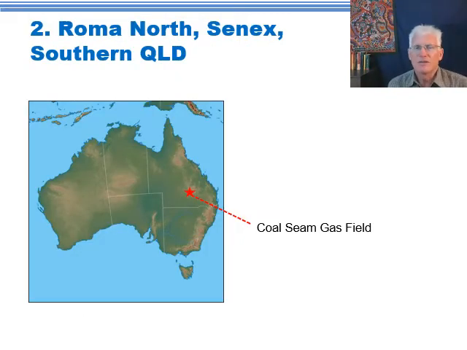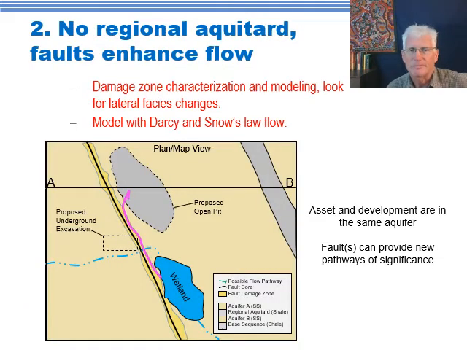I'll now go on to the second case study, which is a situation where you've got an asset and development in the same aquifer, the same geologic unit. This one is the Roma North Field. Cenex is the company proposing it, and it's in southern Queensland. I showed earlier an example of scenario 2, basically the asset and the development in the same aquifer. That was an open pit development. The Cenex project is coal seam gas again, so it is subsurface, but the concept is the same. You're in the same aquifer geological unit for both the coal seam gas development and the groundwater assets.